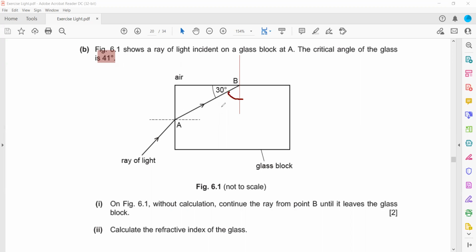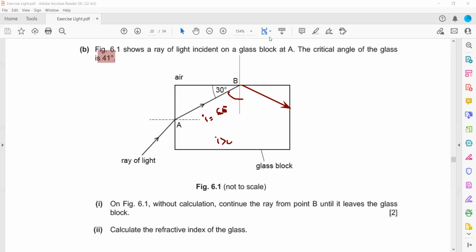So this remaining angle will be 60. So if the angle of incidence is 60, what will happen? Because this angle is greater than the critical angle, the light will bounce back, or the light will reflect.